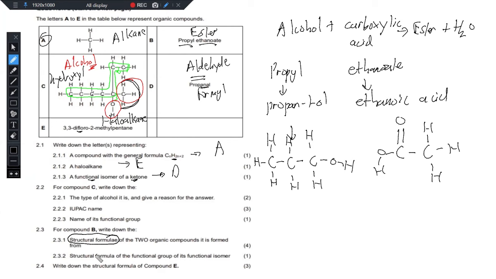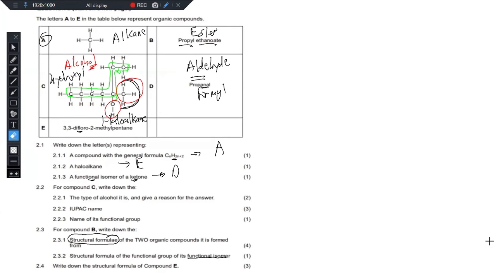Then 2.3.2, structural formulae of the functional group of its functional isomer. Structural formula of the functional group of its functional isomer. Now note, this here is an ester. Remember, we are still considering compound B. Compound B is an ester, but then let's go back to functional isomers. We know that the functional isomer of an ester is a carboxylic acid.